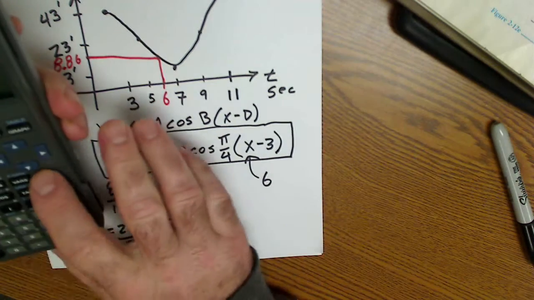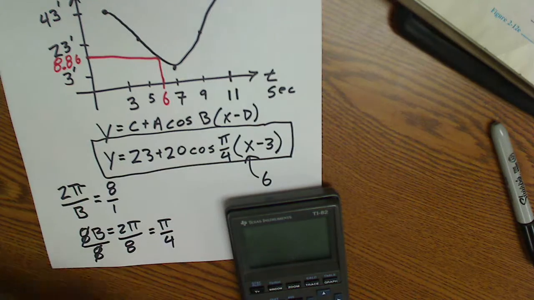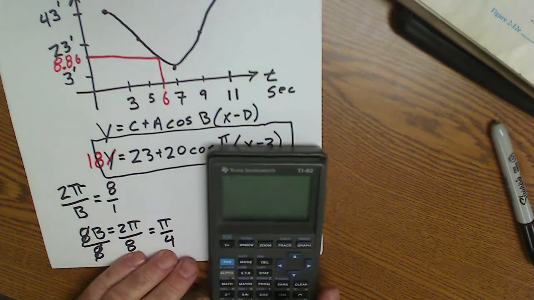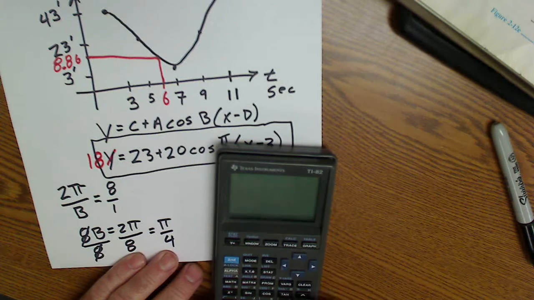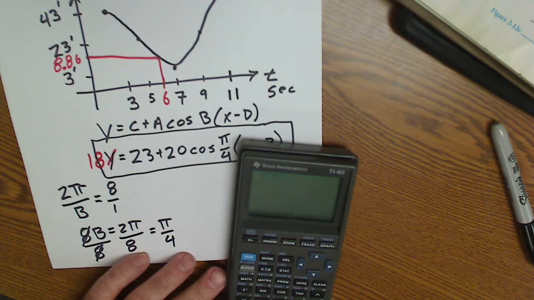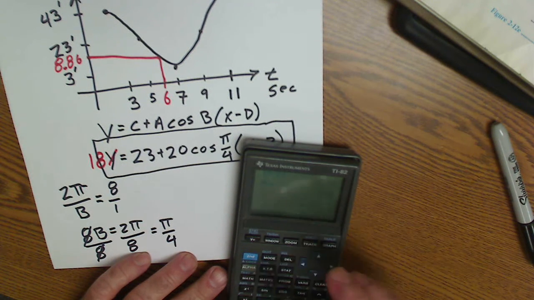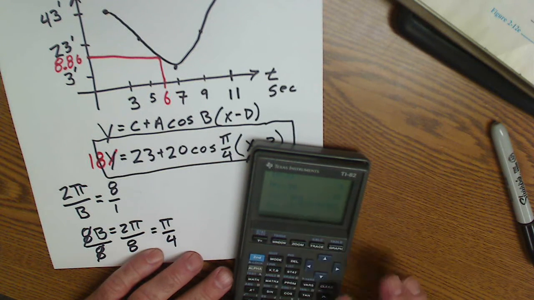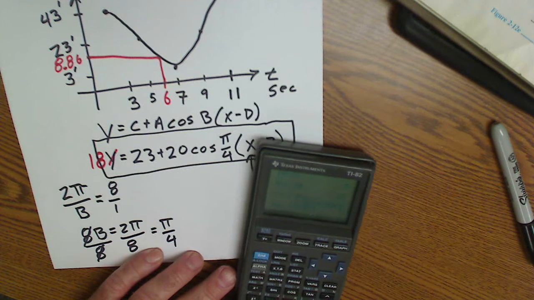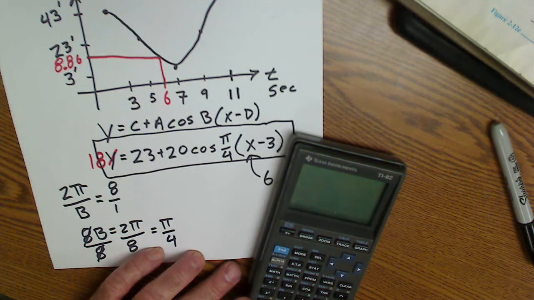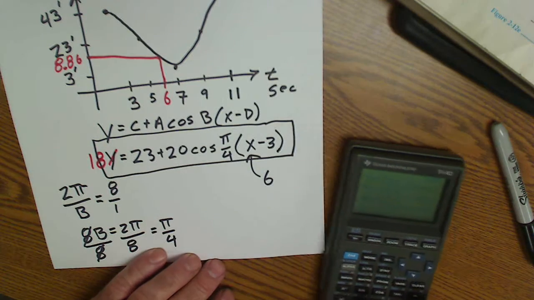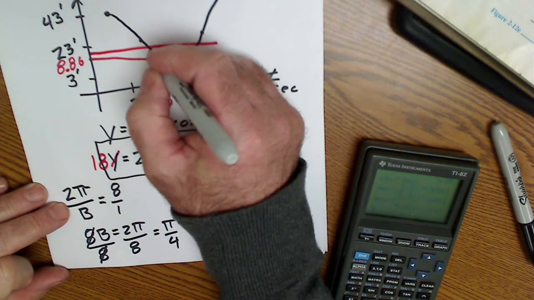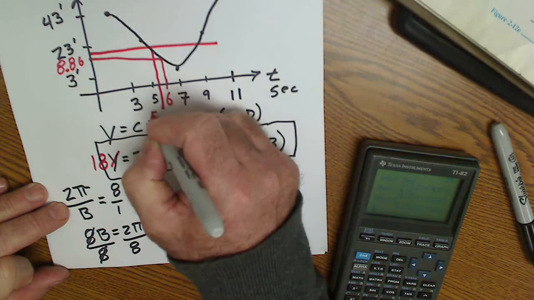This I do a little bit differently because now I'm really trying to isolate the x here. So I take 18 and I plug it in for y. So on my calculator I'm going to go in radian mode, 18 minus 23 equals divided by 20 equals, I have to take the inverse cosine of that answer divided by the quantity pi over 4, and then I'm going to add 3, and I get 5.3. So when y is 18, I get 5.3, getting a little crowded here.